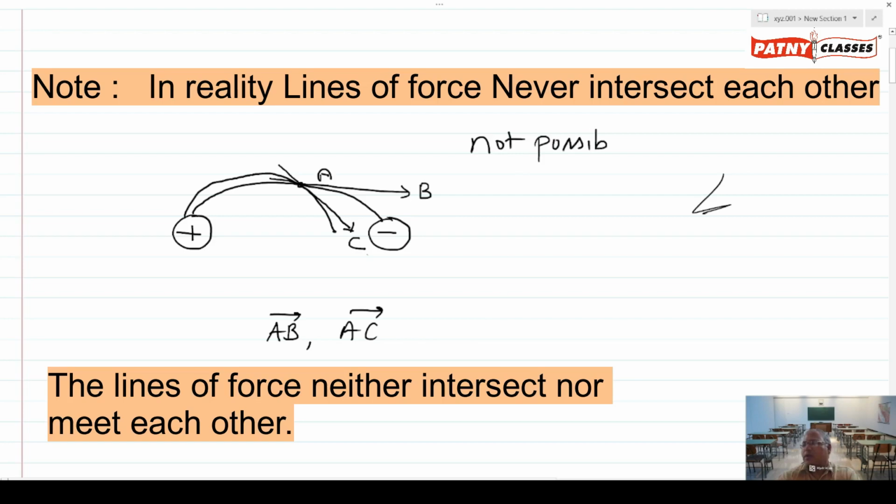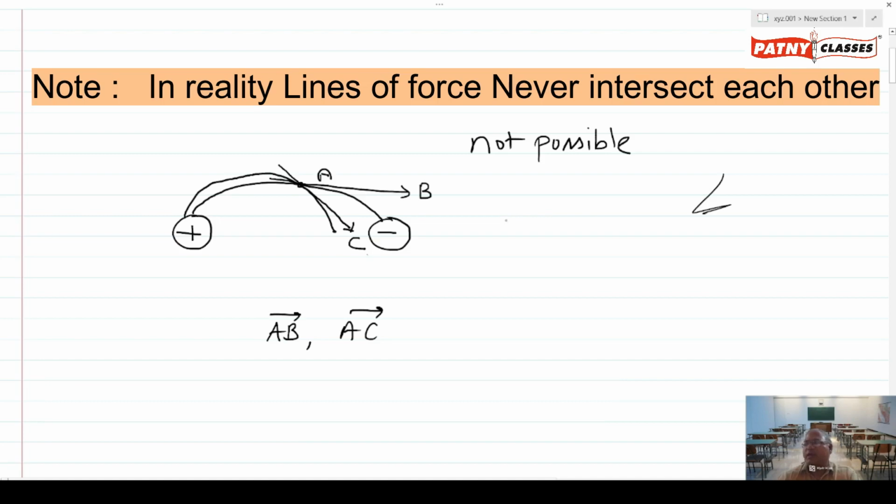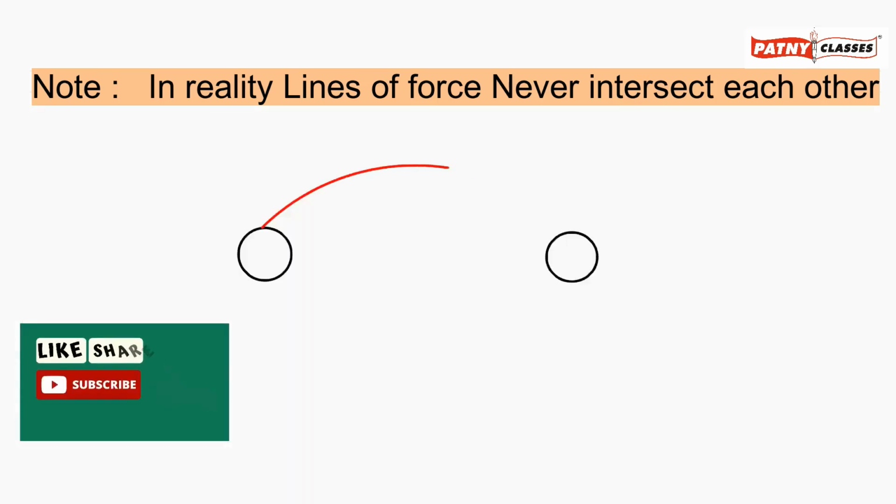At a single given point, the given line of force cannot have two directions. It has only one direction. So there is no question of lines of force intersecting. They never intersect each other.